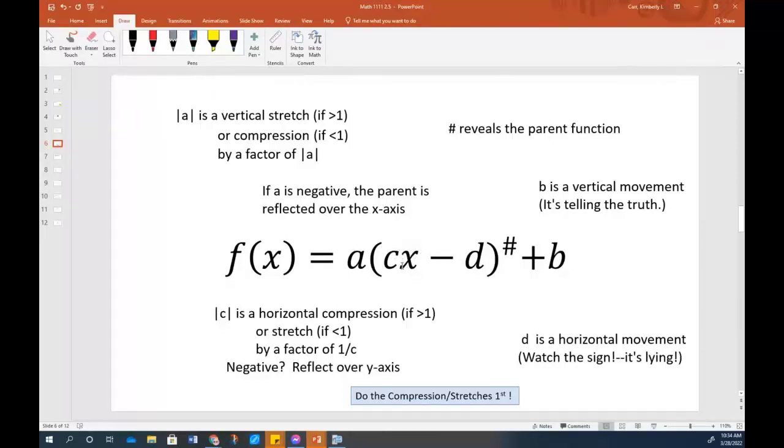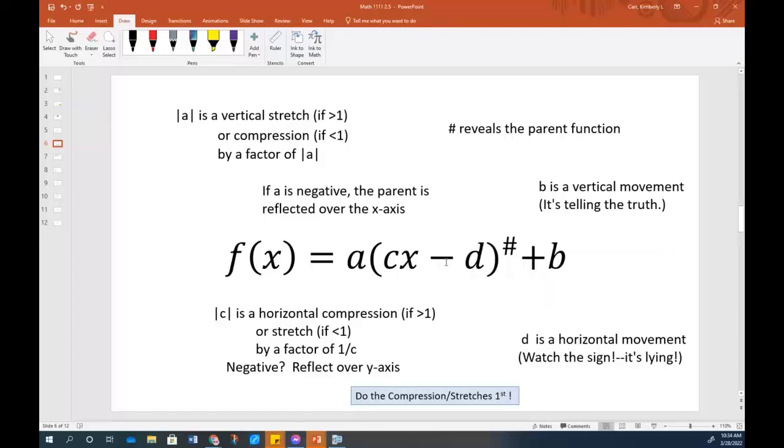So C is with the X, which means when the absolute value of C is greater than 1, typically we would think it's getting bigger, but that actually is a horizontal compression. Don't trust it if it's with the X. It's a stretch when that absolute value is less than 1. And instead of it being a factor of C, it's a factor of 1 over C. And that should really have absolute value around it. It's the absolute value, but it's going to be with a 1 over. What the negative does is a reflection over the y-axis.